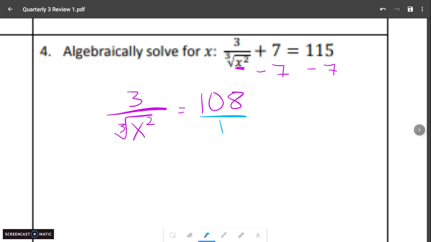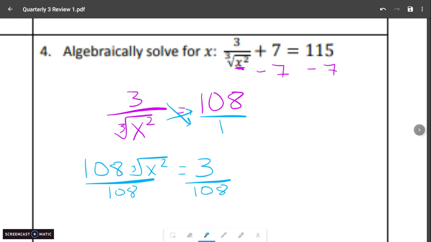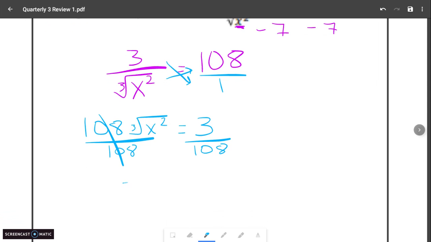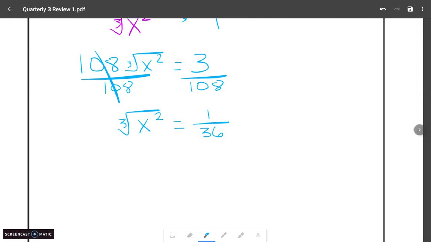So if I were you, easiest option, put the 108 over 1, and we can cross multiply. So cubed root of x squared times 108 is 108 cubed root x squared, and it equals 3 times 1, which is 3. From here, the 108 was multiplying with that radical, so we want to divide it to the other side. So we have cubed root of x squared equals, on my calculator, I get 1 over 36 when I do 3 divided by 108.